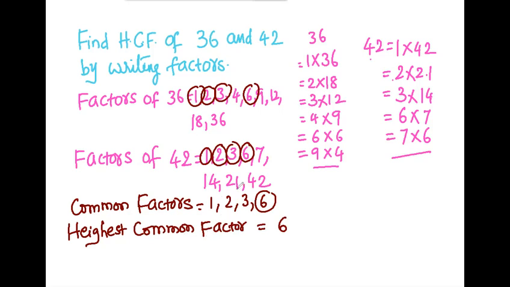We can find the HCF by the division method also. The listing method seems to be somewhat lengthy. We can find HCF by the division method in an easy way. Let us see how to solve this one by the division method. Find HCF of 36 and 42.